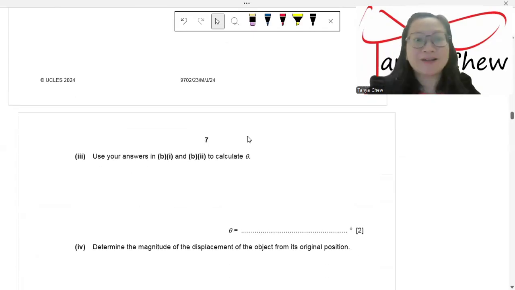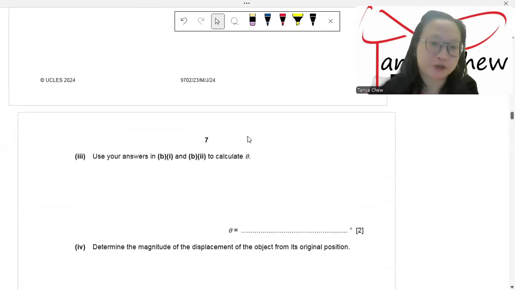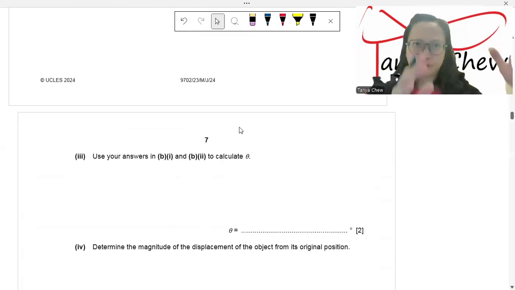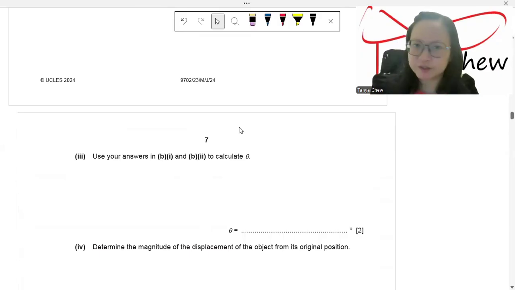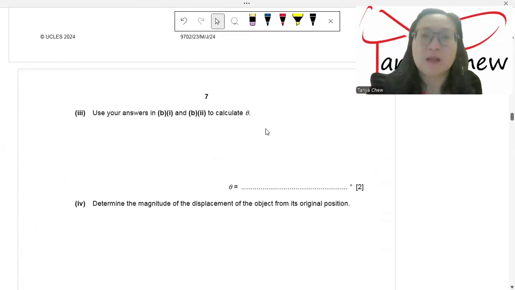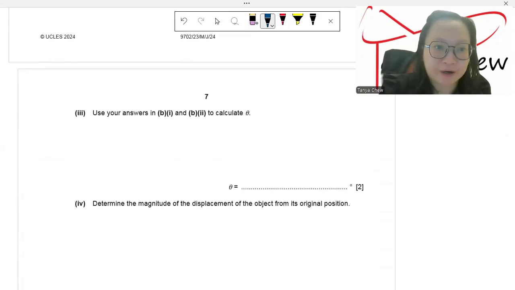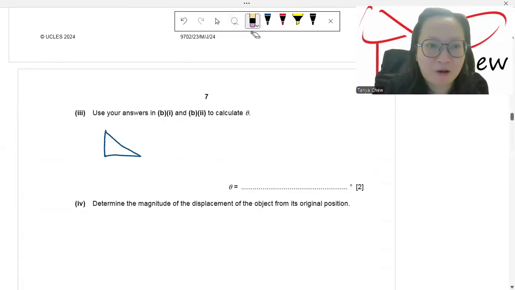Now, the third one: use your answers in B part 1 and B part 2 to calculate theta. Since we have all the values, the vertical distance and the horizontal distance, don't you think we can calculate our theta? Let me redraw the triangle right now. Maybe this is a little bit small. I'm going to draw it larger.